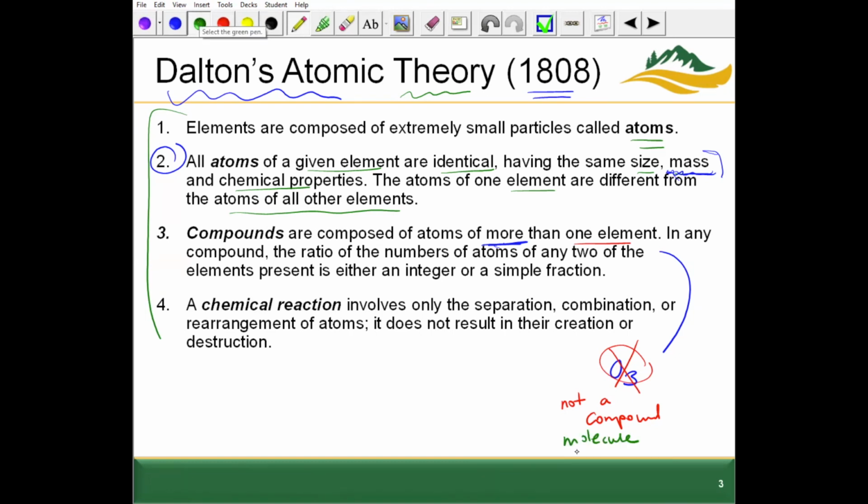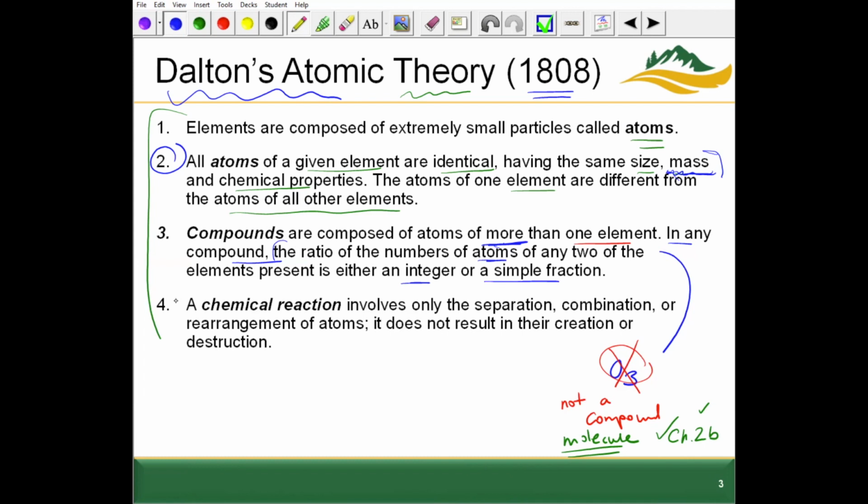What ozone is an example of is that it is a molecule. So for something to be a molecule, it can be composed of all the same element. We'll see molecules more in 2B. So in chapter 2B, we'll come back to molecules. We'll go into this part of his theory for point number 3 in just a slide or 2 from now, where the ratio of the numbers of specific atoms of any 2 of the elements present is either an integer or a simple fraction. So we'll go into this one more.